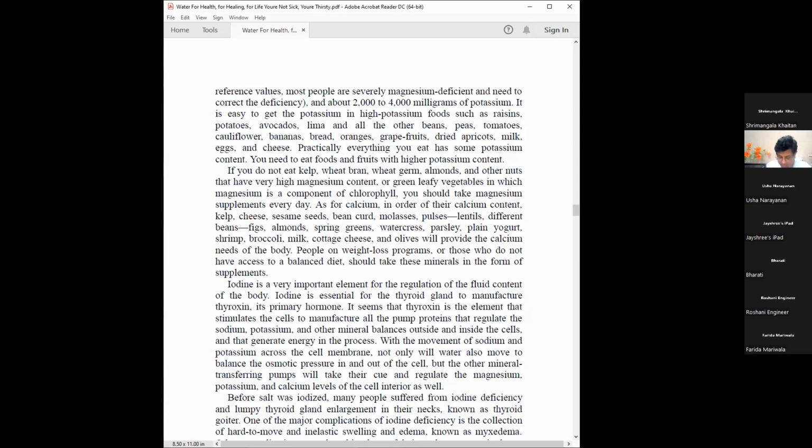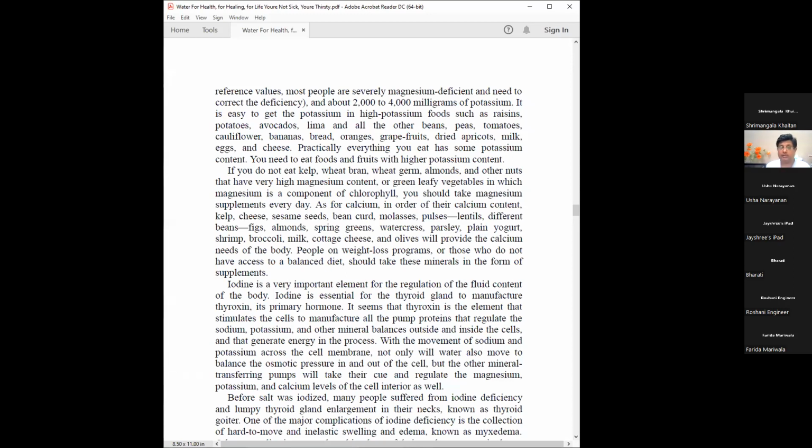If you do not eat kelp, wheat bran, wheat germ, almonds, and other nuts that have very high magnesium content, or green leafy vegetables in which magnesium is a component of chlorophyll, you should take magnesium supplements every day. As for calcium, in order of their calcium content, kelp, cheese, sesame seeds, bean curd, molasses, pulses, lentils, different beans, figs, almonds, spring greens, watercress, parsley, plain yogurt, shrimp, broccoli, milk, cottage cheese, and olives will provide the calcium needs of the body. People on weight loss programs or those who do not have access to a balanced diet should take these minerals in the form of supplements.